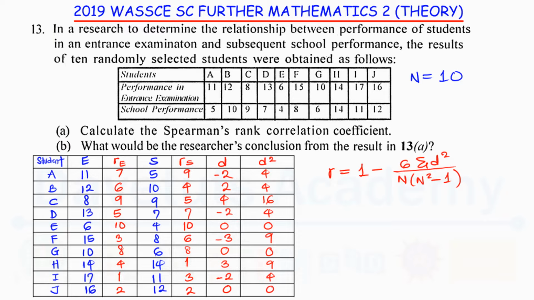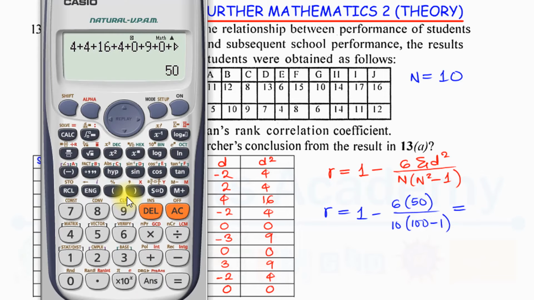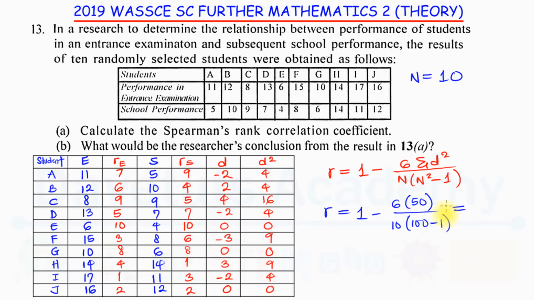Then we can evaluate the Spearman's rank coefficient as 1 minus 6 times the summation of this square, which we just want to be 50, over n, which is 10. Then n squared will be 100 minus 1. So if you look at this critically, I can just put this in my calculator, or a student can choose to evaluate this first.